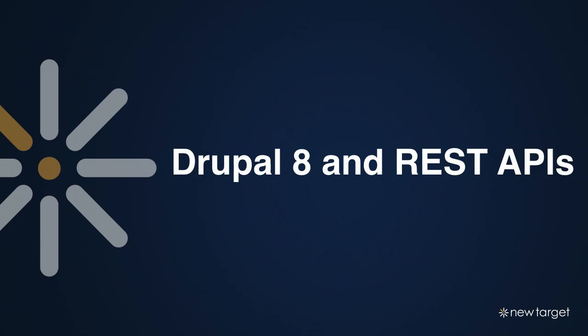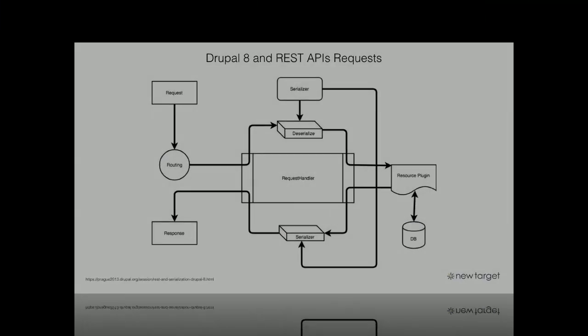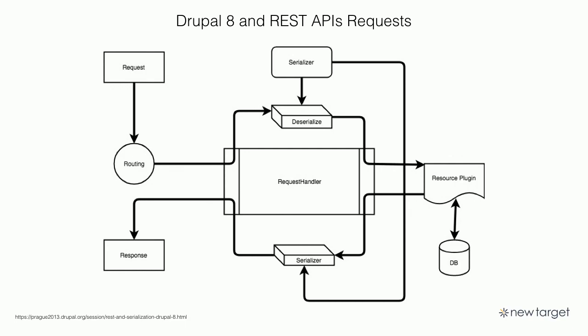So, Drupal 8 and REST APIs. How does this work? Basically, you have a request. This goes through routing. This triggers a handler event that is going to deserialize, and it's going to go to the resource plugin. Okay? It's going to connect from there to the database, return the data, come back to the resource plugin that we are going to see in a minute. It's going to serialize it again, pass to the request handler, and return the response.